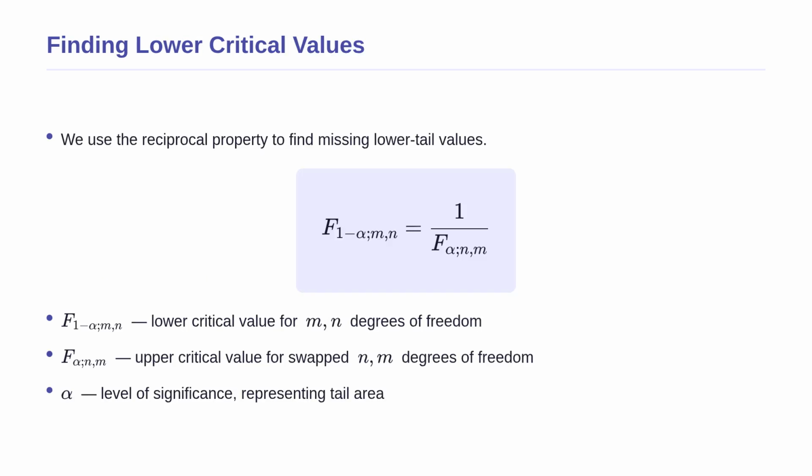To find those missing lower tail values, we use a magical relationship derived from our reciprocal property. This formula states that the lower critical value for m and n degrees of freedom is exactly equal to 1 divided by the upper critical value for the swapped degrees of freedom, n and m. Here, alpha represents our level of significance, which is the small area in the tail of the curve. If alpha increases, the critical value moves closer to the center of the distribution. This relationship completely eliminates the need for both tail tables in textbooks. You just find the upper tail value for the swapped degrees of freedom and divide 1 by that number.